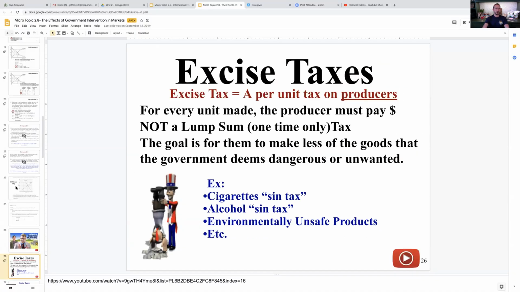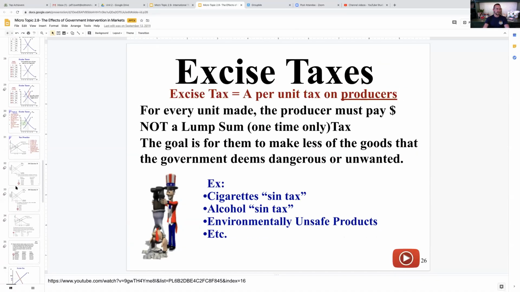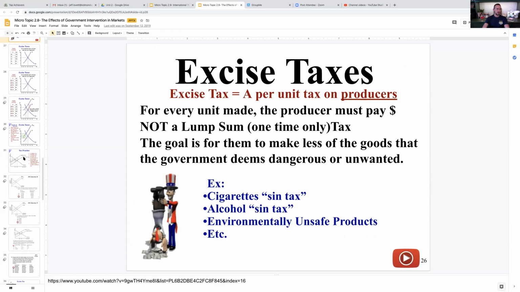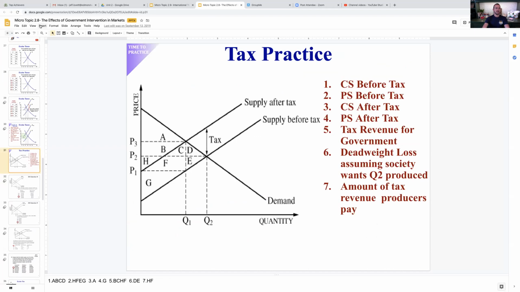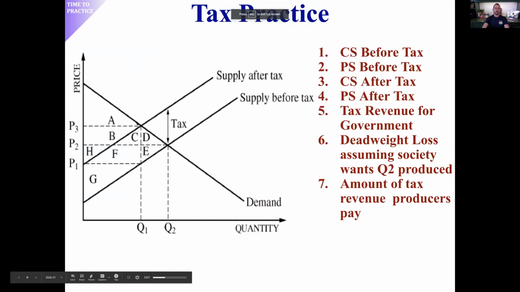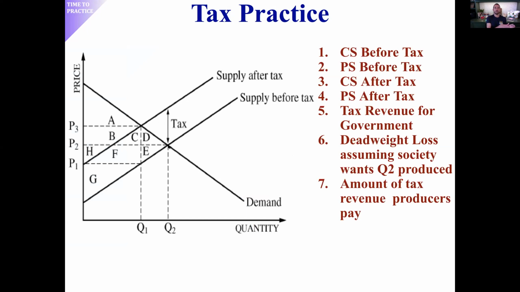So if you remember, excise tax looks like this. You have the supply before the tax, you have the demand, and so your equilibrium price is P2, the equilibrium quantity is Q2. After the imposition of the tax, and this has the feel of a negative externality, this is how you decrease the consumption of a good which carries a negative externality. So you put on a per unit tax.